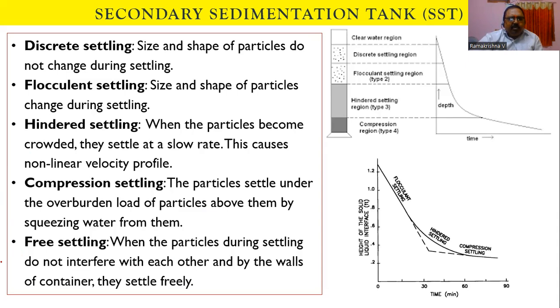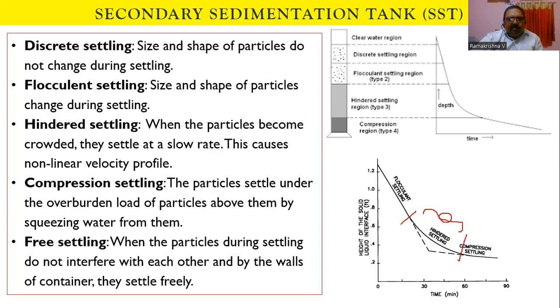Same thing as we are talking about here. Hindered settling: when the particles become crowded, they settle at a slow rate. This causes a nonlinear velocity profile. That is what we are talking about here between these two zones. This is what I was talking about here. So the particles are settling very slowly in this zone. Till this point, they're coming down linearly, and here this is occurring due to compression. In between, the particles are settling slowly, going towards a non-linear rather than a linear trend.